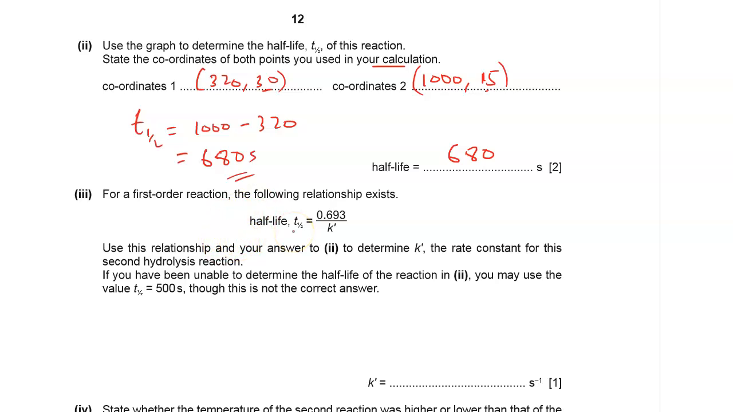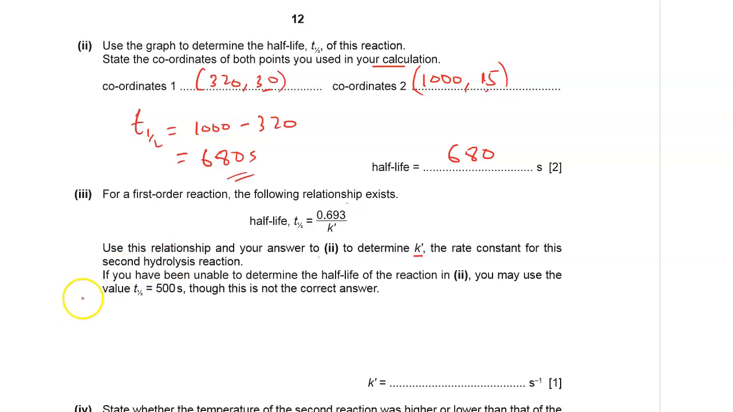Part 3. For a first order reaction, the following relationship exists: half-life is equal to that. Use this relationship and your answer to part 2 to determine k, the rate constant for this second hydrolysis reaction. If you have not been able to determine the half-life of this reaction, you may use a value of T half to be 500, though this is not the correct answer.